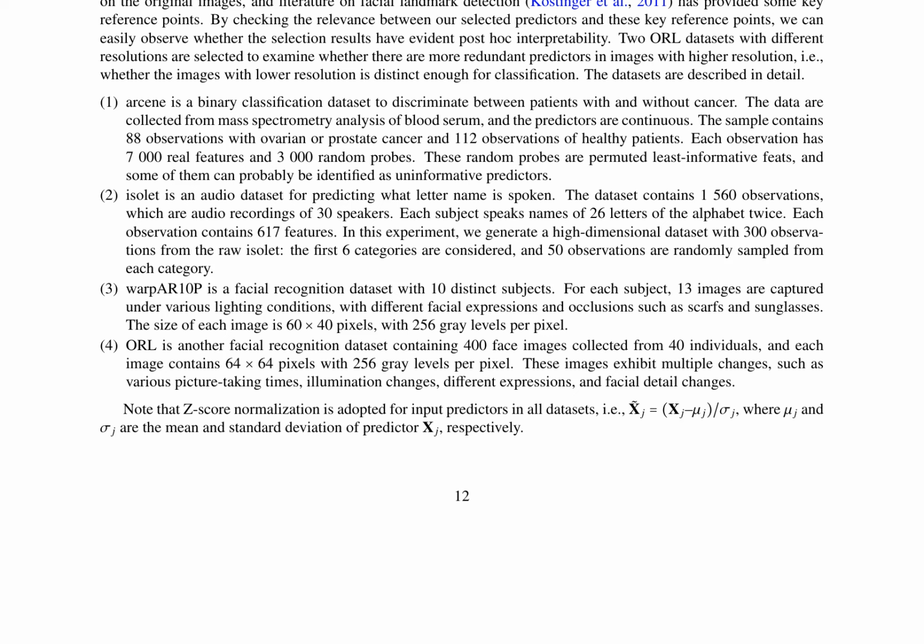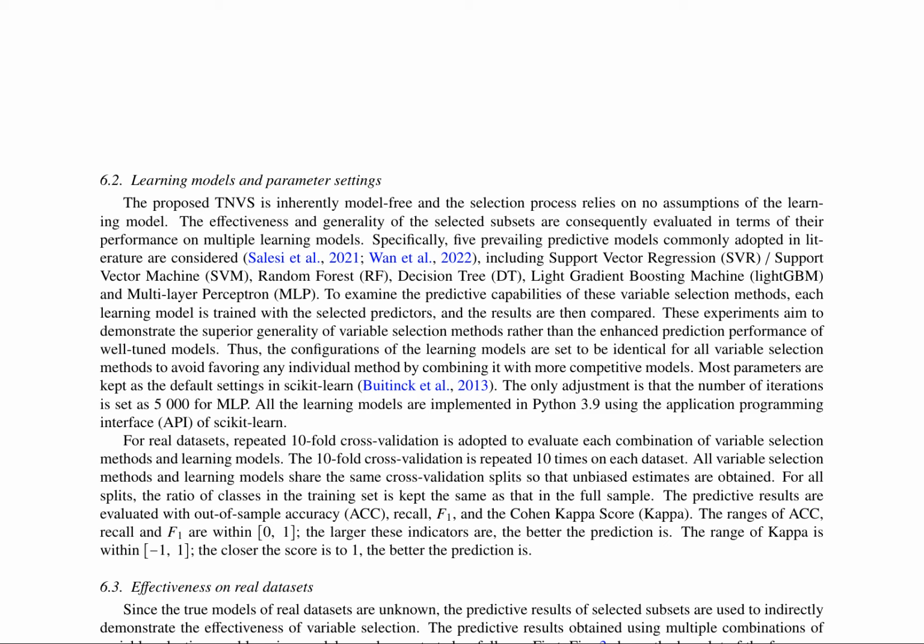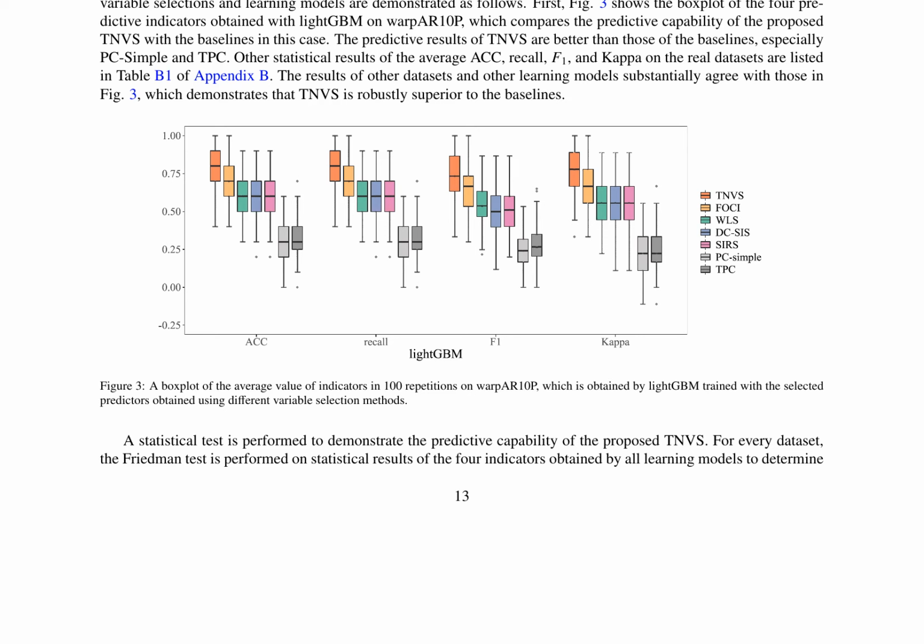To ensure consistency, all predictors are normalized using z-score normalization, which enables meaningful comparisons across datasets. The proposed TNVS model is evaluated for its effectiveness and generality by comparing it to 5 prevailing predictive models: SVR, SVM, RF, DT, Light GBM, and MLP. Each learning model is trained with the selected predictors, and the results are compared to demonstrate the superior generality of variable selection methods. The configurations of the learning models are set to be identical to avoid favoring any individual method. The evaluation uses out-of-sample accuracy, recall, F1, and Cohen-Kappa score.